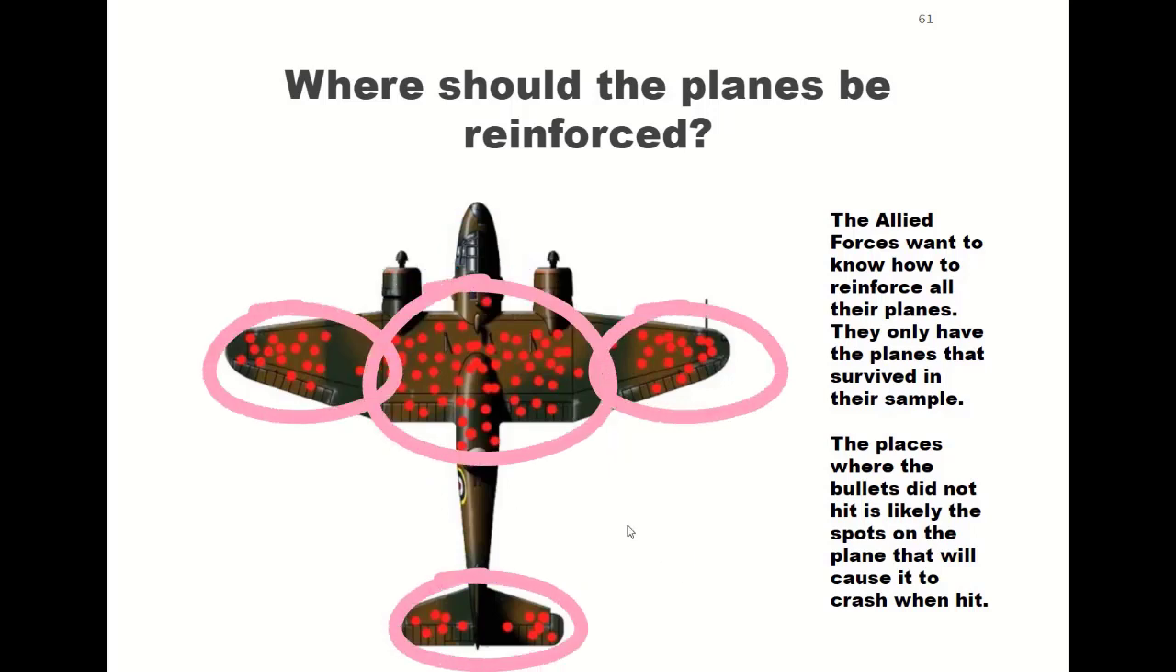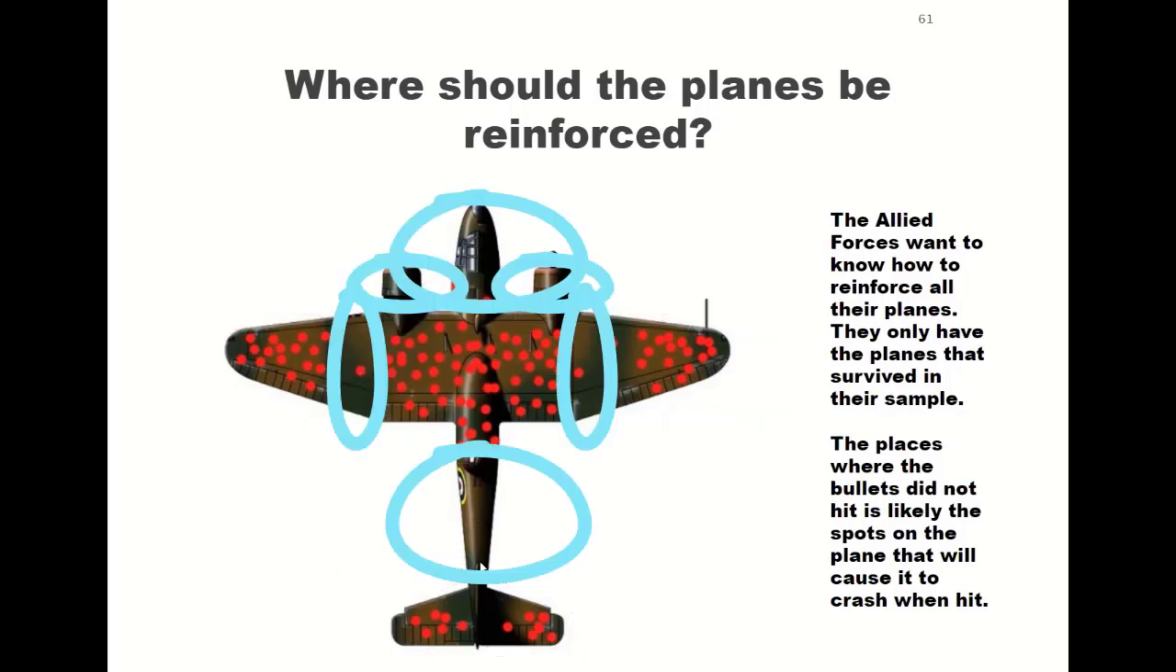So really looking at just the areas where the plane was hit does not give us information about where we should necessarily reinforce them, meaning they shouldn't necessarily reinforce the areas where the bullet holes are, but they really should reinforce the areas where there are no bullet holes, because those are the areas that are likely going to contribute to planes not returning to base, so that they would crash when they actually got hit.